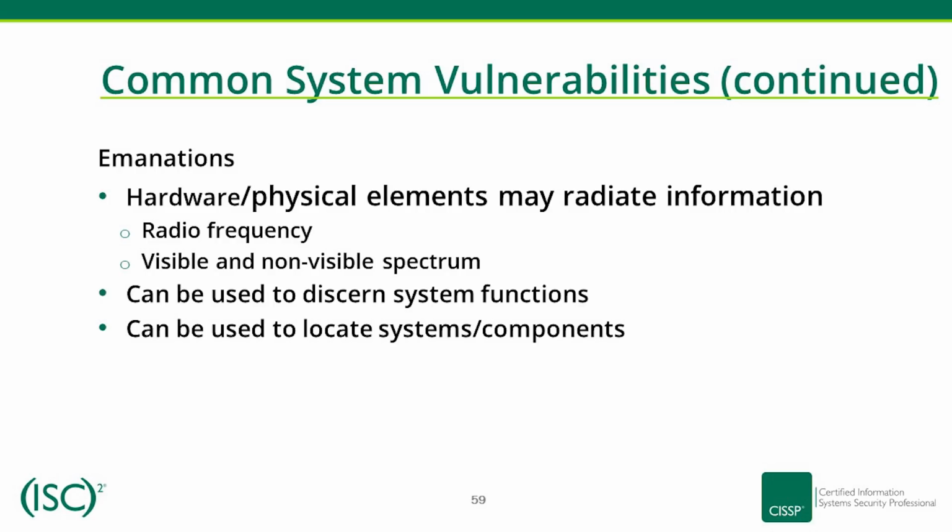Emanations. Hardware/physical elements may radiate information. Radio frequency. Visible and non-visible spectrum. Can be used to discern system functions. Can be used to locate systems/components.